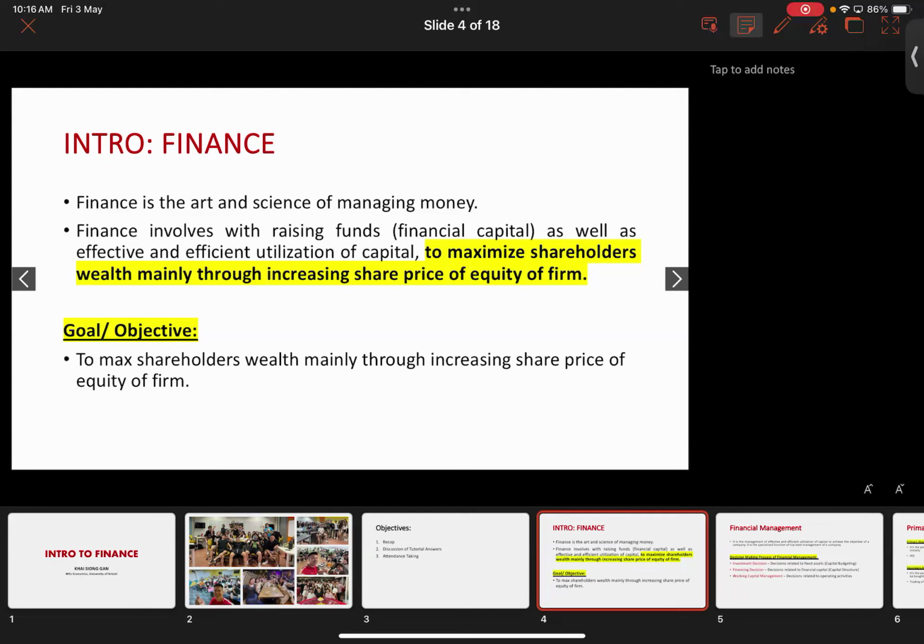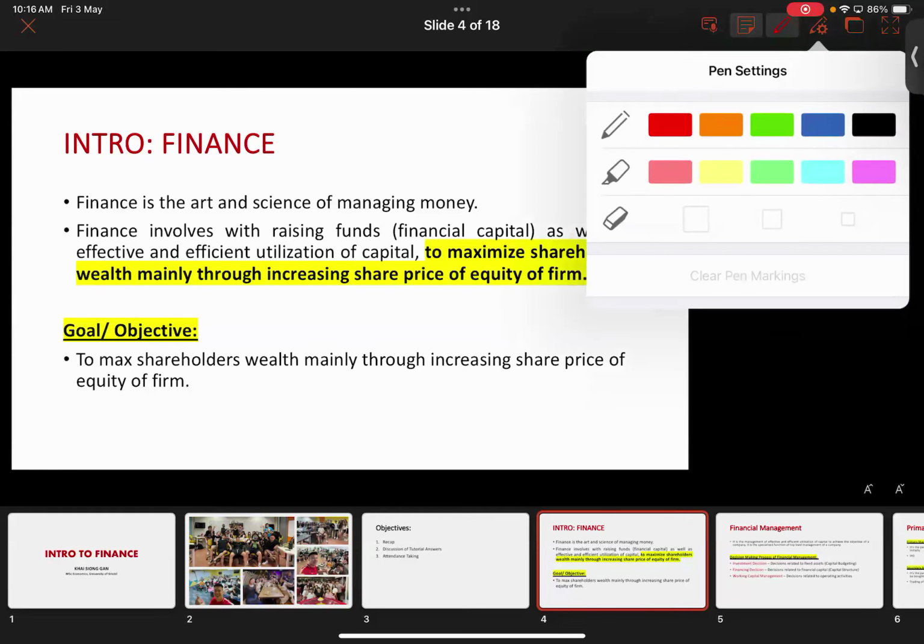Who are the shareholders? The shareholders are the people who pump in the money, who invest in the business. So it is about the art of managing money by fund managers to increase shareholder wealth by increasing the share price of the firm. Here I say increasing share price of equity of the firm. Equity means shares.